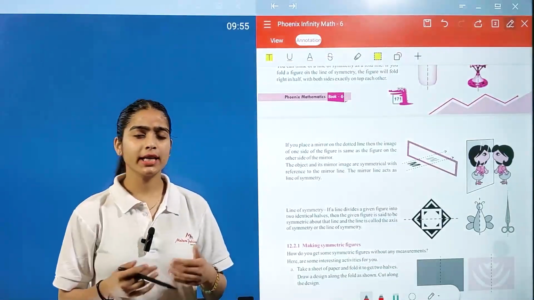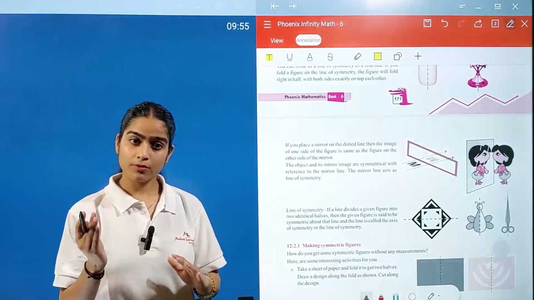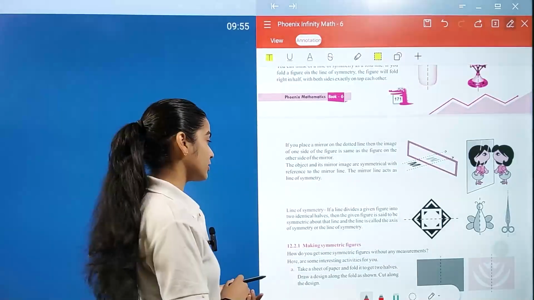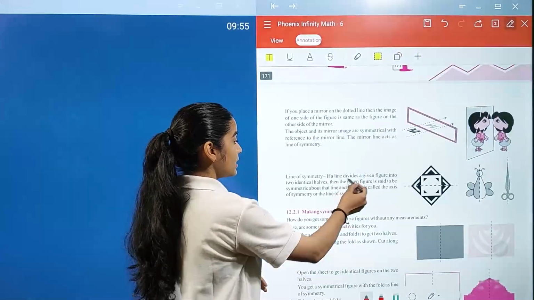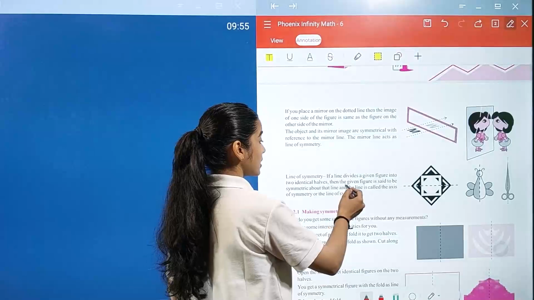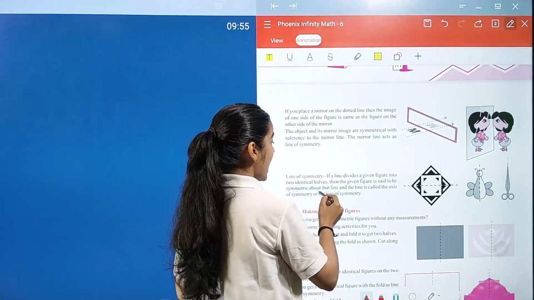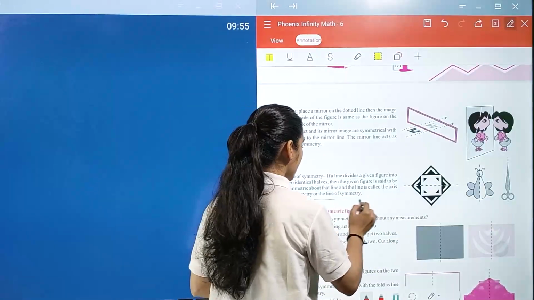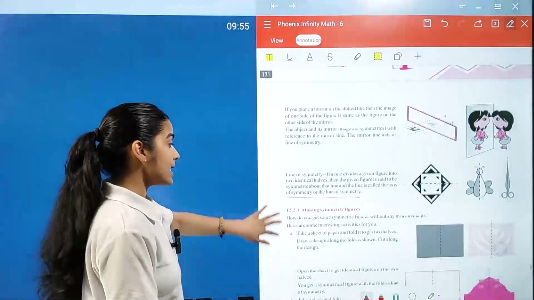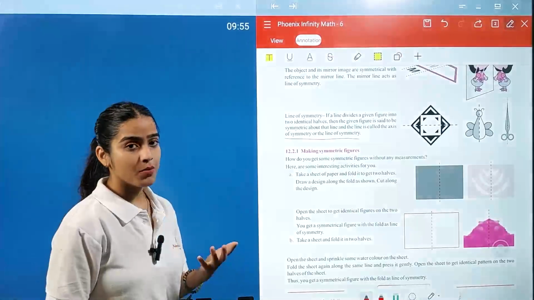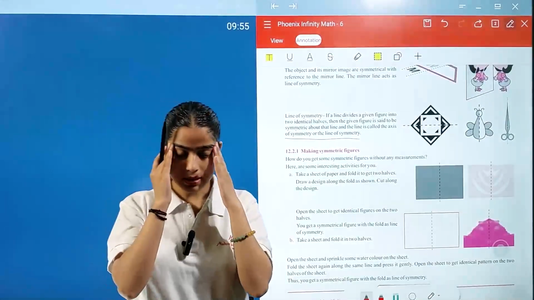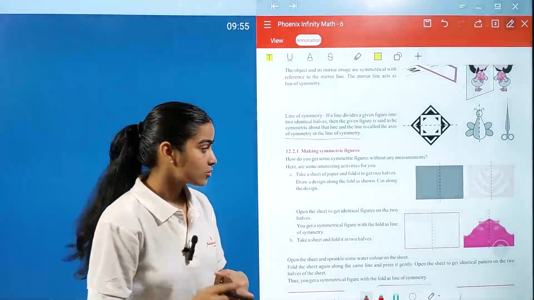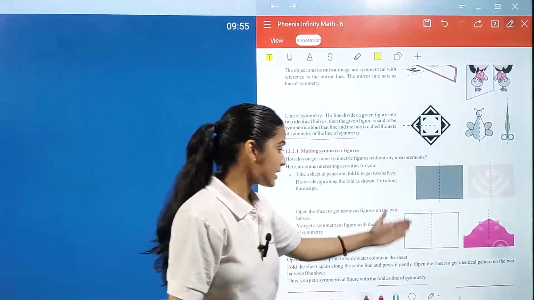It means that when you fold an object in your imagination, one figure should overlap the other completely. That is the line of symmetry. If a line divides a given figure into two identical halves, then the figure is said to be symmetric about that line, and the line is called the axis of symmetry or the line of symmetry. Next, making symmetric figures. First, you have to consider the rule that both sides are identical to each other. Then you can easily form symmetric figures like this.